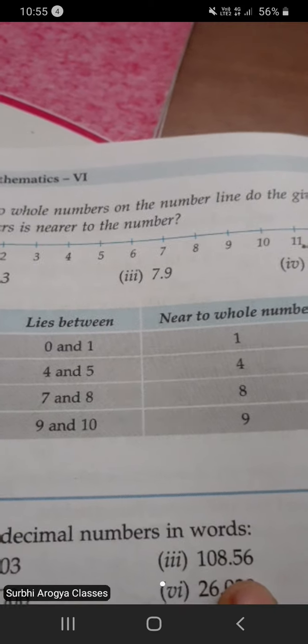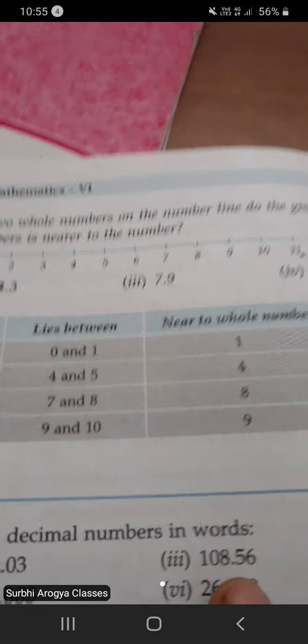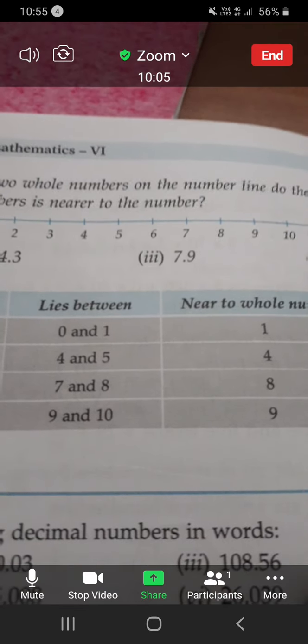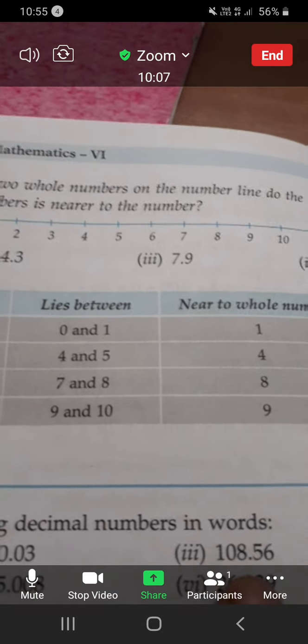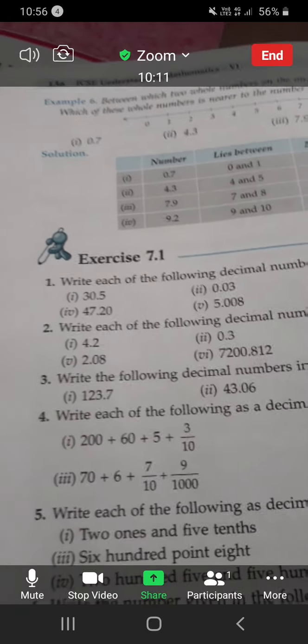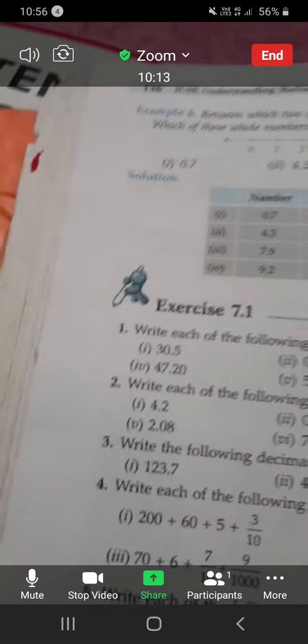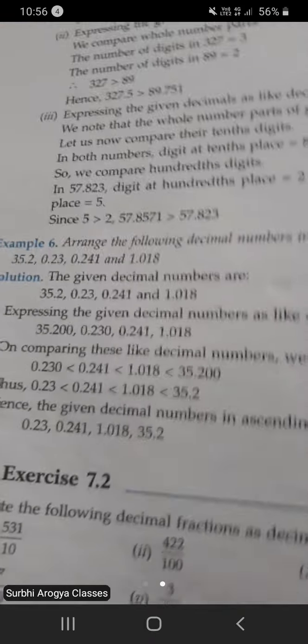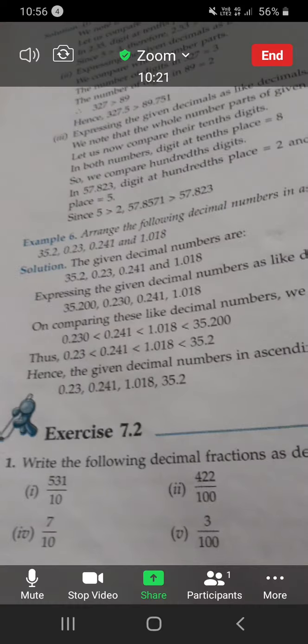Do not read it as 56, because this is not 56. The decimal digits are read like this: 5 and 6. Okay, children, in a similar way you have solved all the problems. I think there will be no doubt in this exercise. Now let us move to the next exercise 7.2.